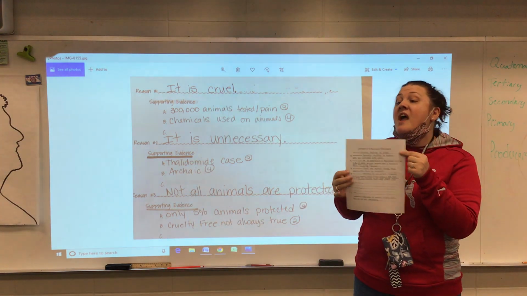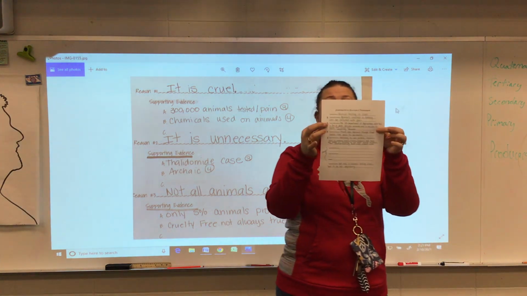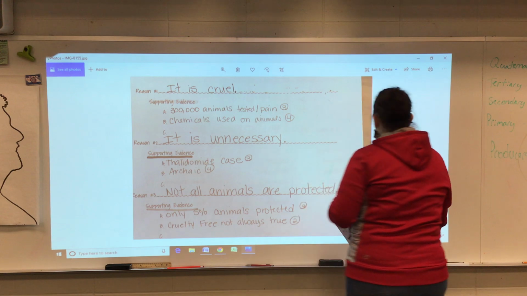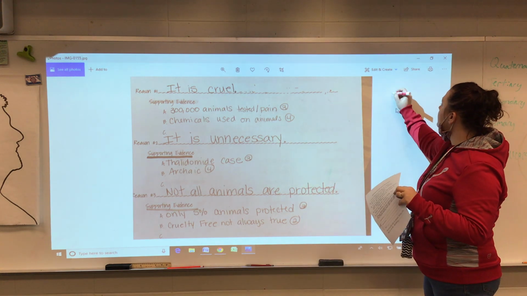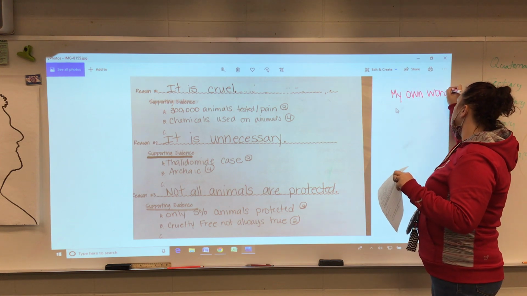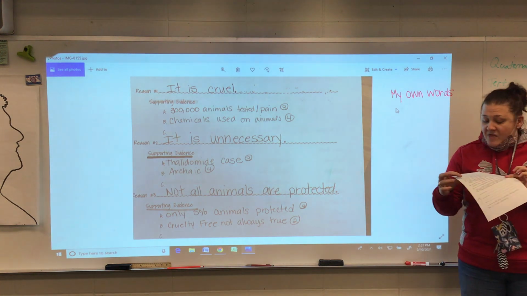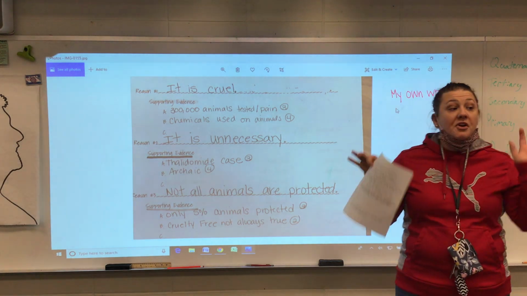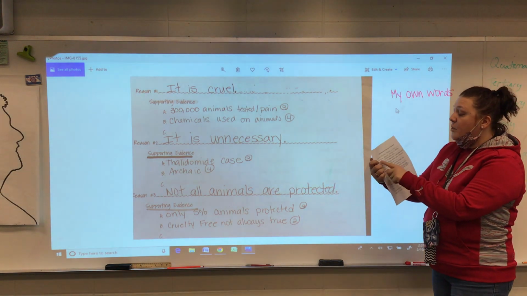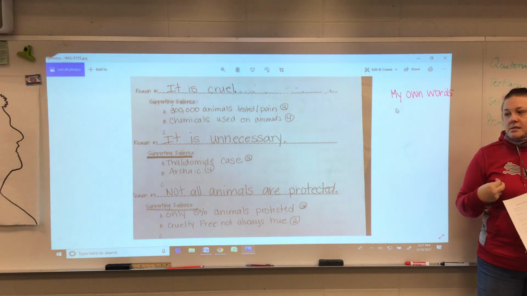Okay. So above where it says supporting sentence, I want you to write my own words. That supporting sentence is going to be written in your own words. It's not research, it's your own words. So above where it says supporting sentence, put my own words so that it reminds you that you're putting it in your own words.